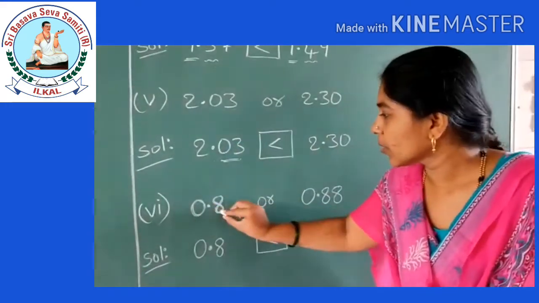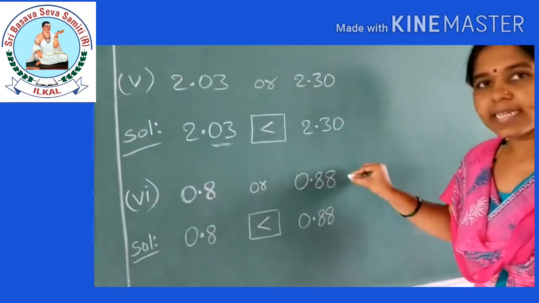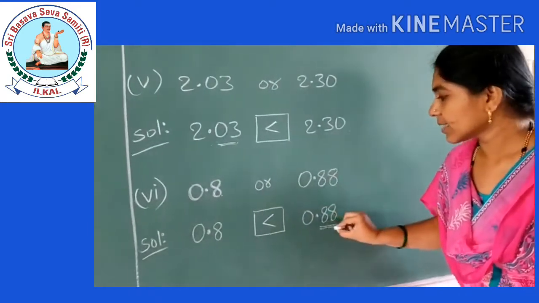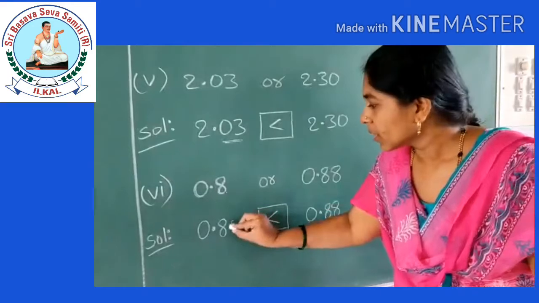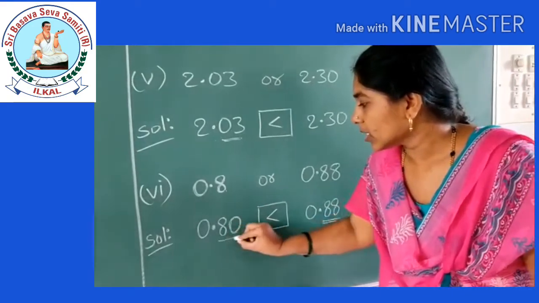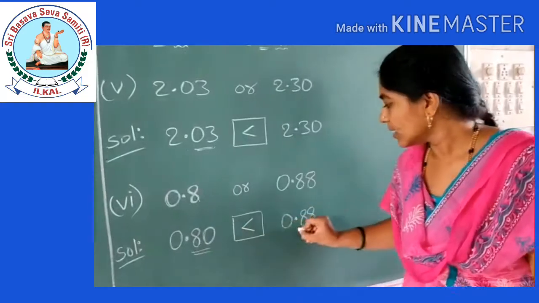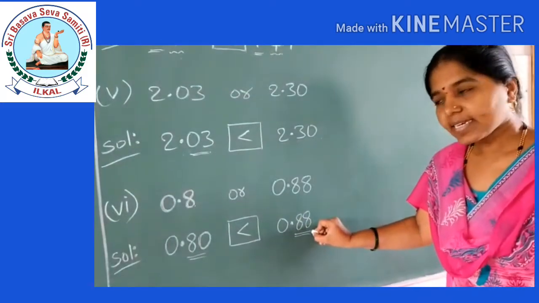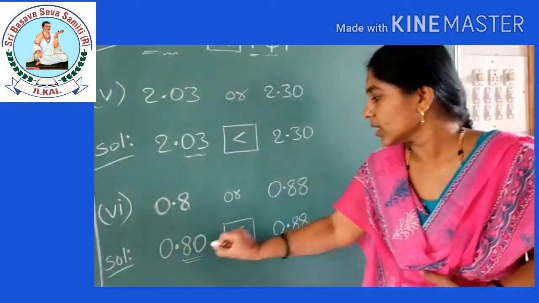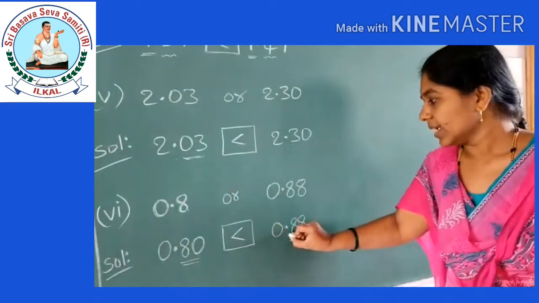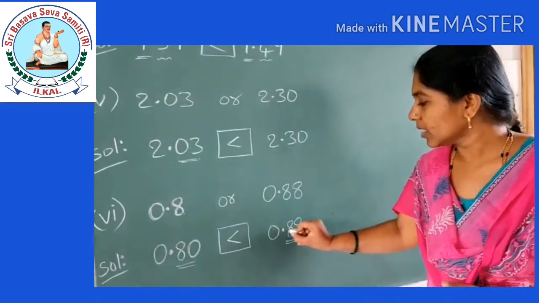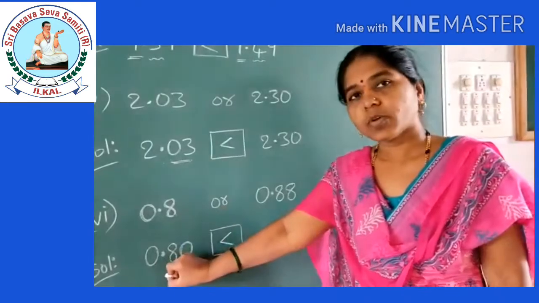Next one, children, 0.8 or 0.88. Here 2 decimal places are there, here only 1 decimal place. You can make both the decimal places equal and then compare. Okay, it is 80, it is 88. Definitely 88 is greater. Therefore 0.80 is less than 0.88, which is nothing but 0.88 is greater than 0.80.